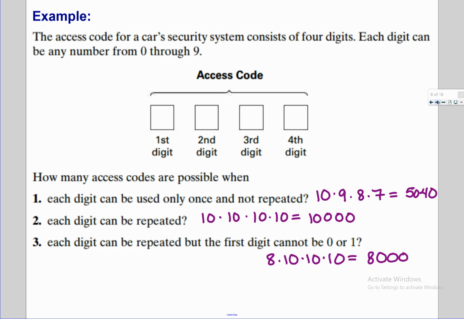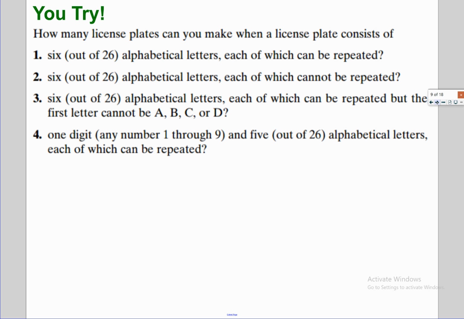All right, so hop to the next slide. I want you guys to try these 4 again. You might need a calculator to do the multiplication at the end of these. So here they're doing license plates. So they're talking about alphabet letters and digits. All right, so see if you can find the number of possible combinations.